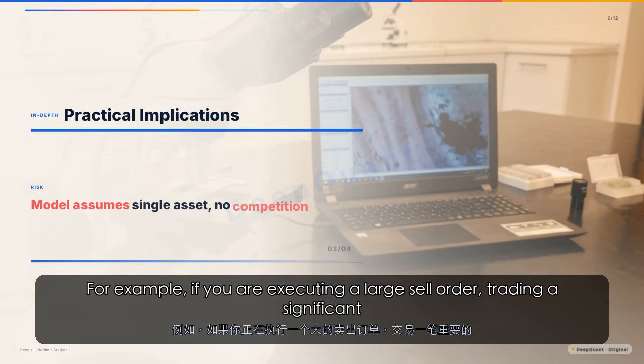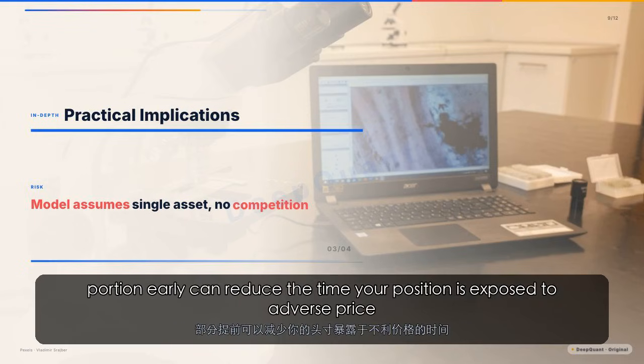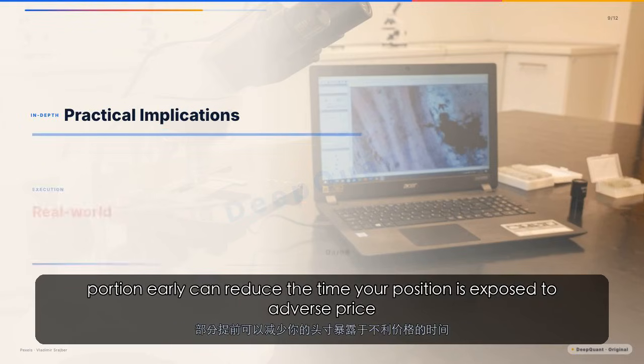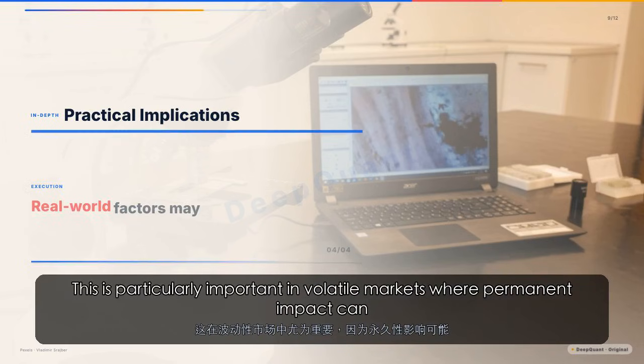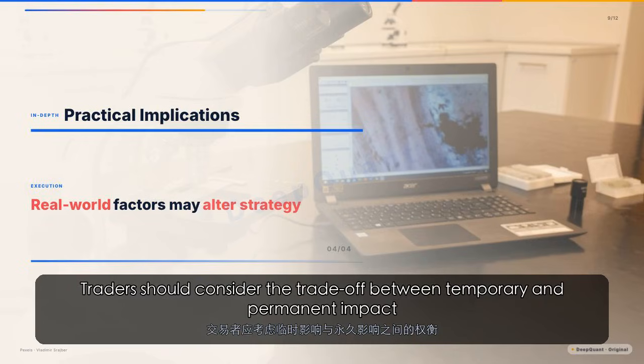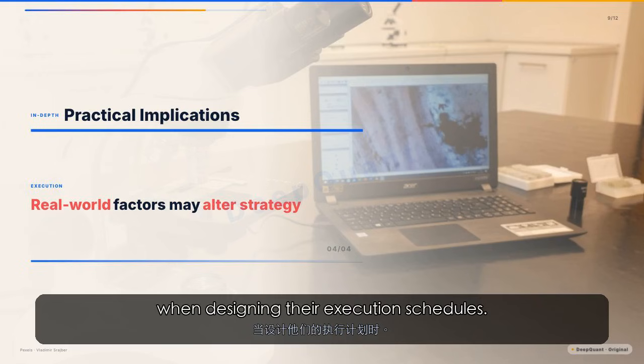For example, if you are executing a large sell order, trading a significant portion early can reduce the time your position is exposed to adverse price movements. This is particularly important in volatile markets where permanent impact can be large. Traders should consider the trade-off between temporary and permanent impact when designing their execution schedules.